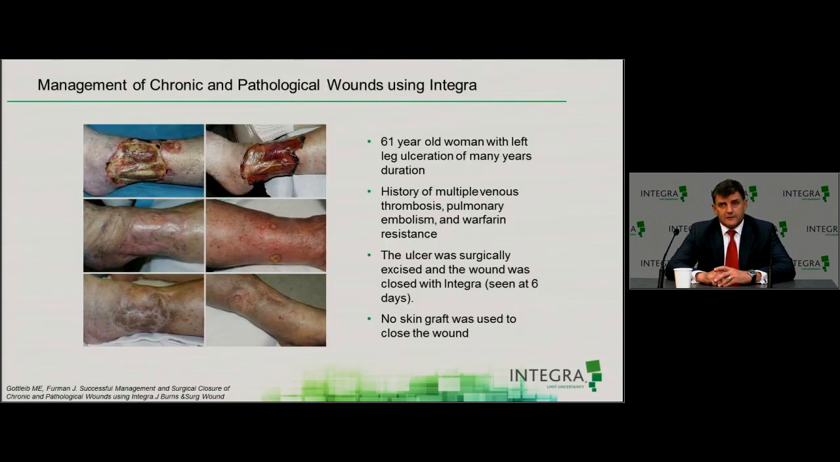This is actually a picture also from Dr. Gottlieb's study showing a patient who had a leg ulcer of probably mixed etiology. This is not a true venous stasis ulcer.